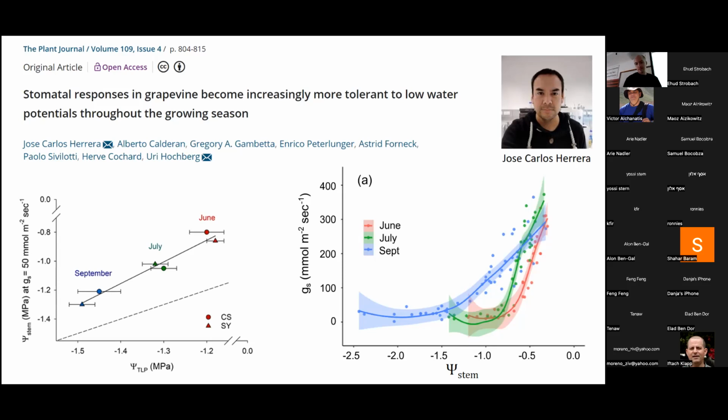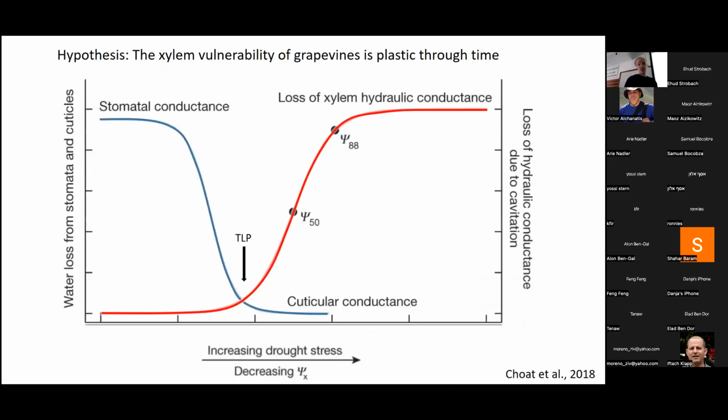Now, this is an argument that is easy to push. The scientific community will easily accept it. But regarding xylem vulnerability, again, it's harder to push the idea that it's plastic, that it changes through time, because these are dead cells.